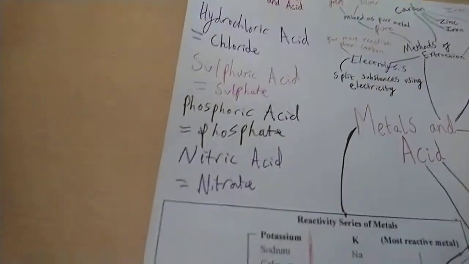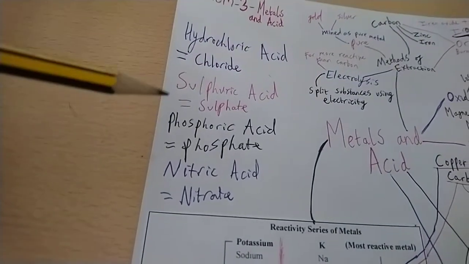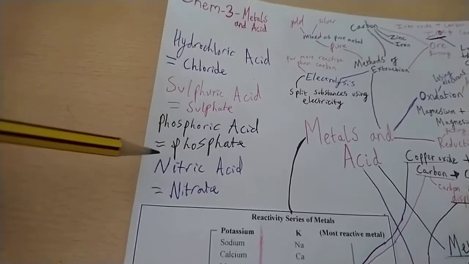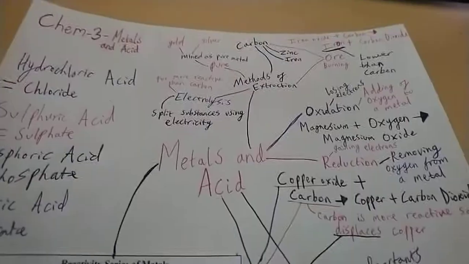As you can see up here, how this works: hydrochloric acid will become a chloride. Sulfuric acid will become a sulfate. Phosphoric acid will become a phosphate. And nitric acid, like here, will become a nitrate.